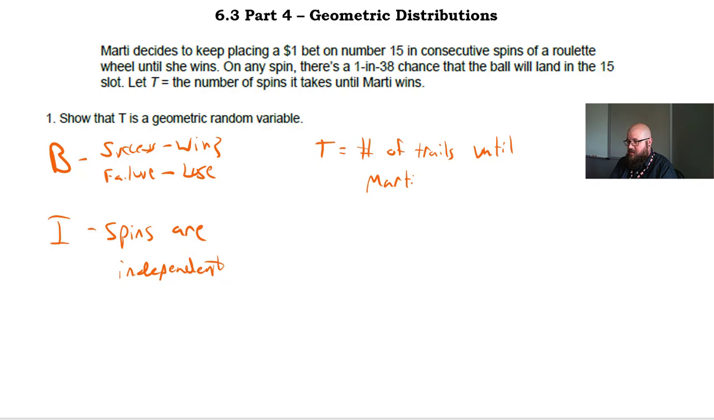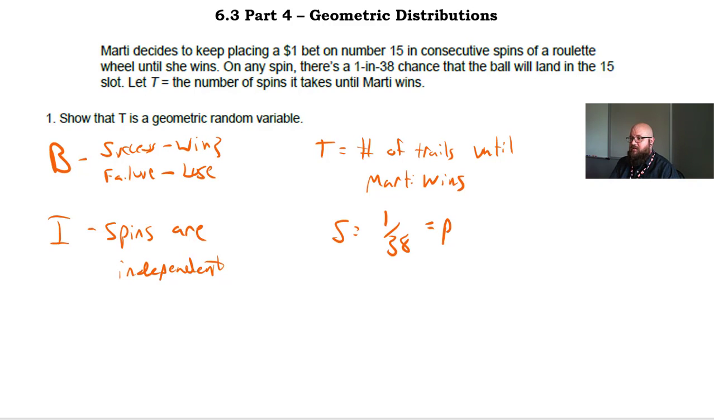So until she wins. And then we have to look at the probability. So a probability, right? With this one, it has the same probability every time she spins. There is a 1 in 38 chance of that happening. That's the probability. So no, that's all good. We know we've got a geometric random variable.